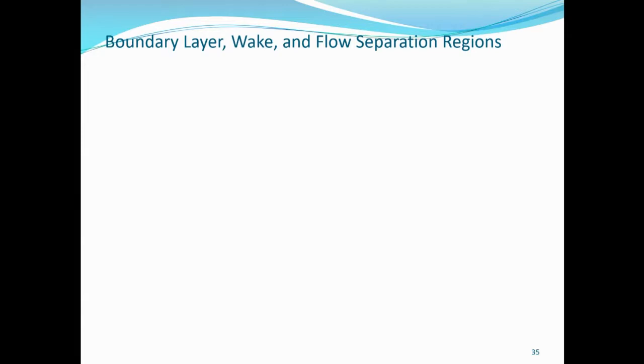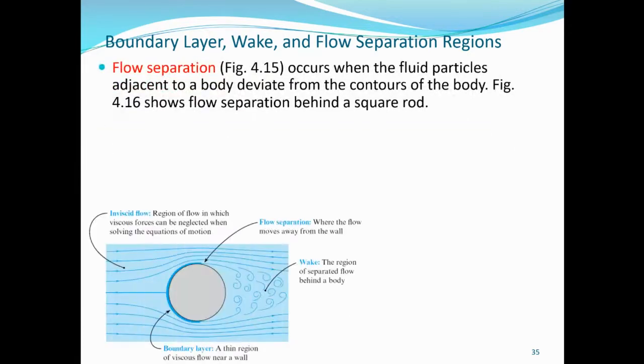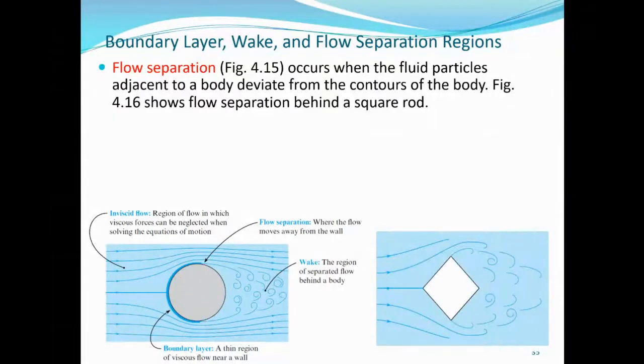Now, the next topic is about boundary layer, wake, and flow separation regions. Flow separation occurs when the fluid particles adjacent to a body deviate from the contours of the body. This is a figure which shows flow separation behind a rod. This is like a ball, like a sphere. On flow, the streamlines deviate.